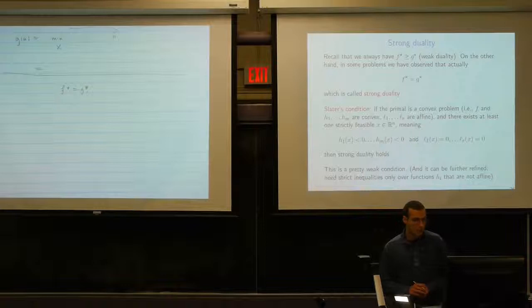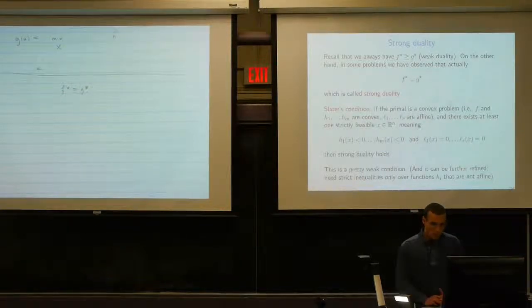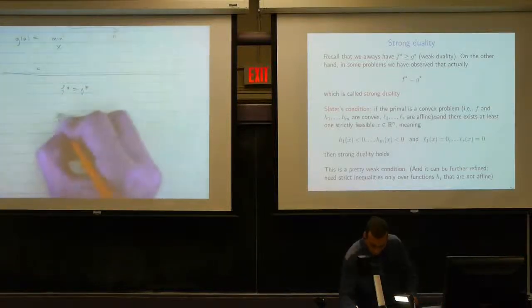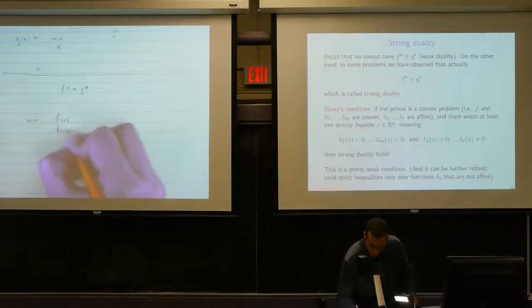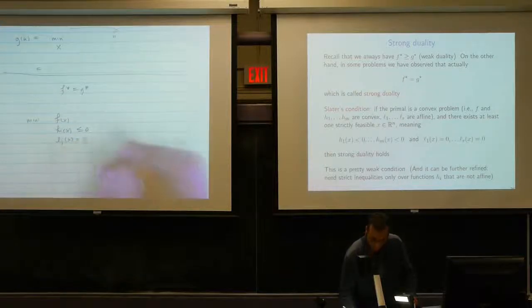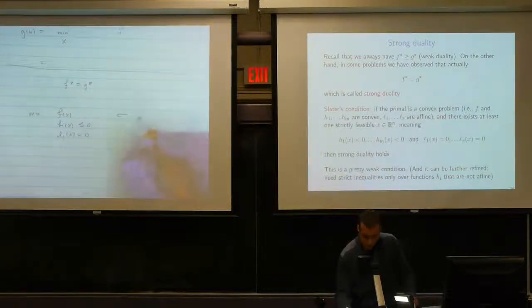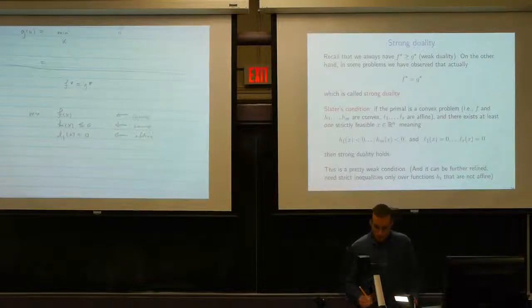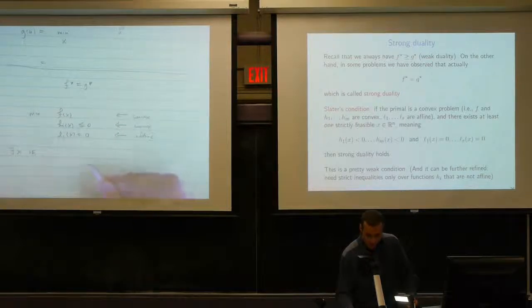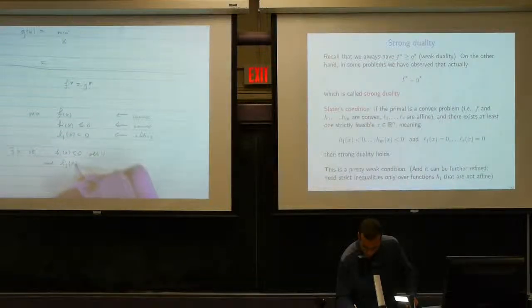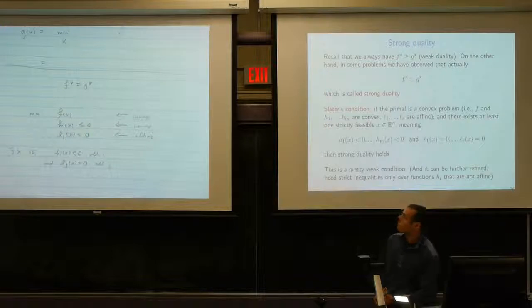There's just a very minor detail that we need to pay attention to, which is that if we have a convex problem, so that means that when I write down this problem, minimize f of x subject to h_i less than or equal to 0 and l_j equal to 0, that f has to be convex, the h's have to be convex, and the l's have to be affine. So if this is true, and there is an x such that I can meet all of these equalities and all of these inequalities strictly, then I get strong duality.